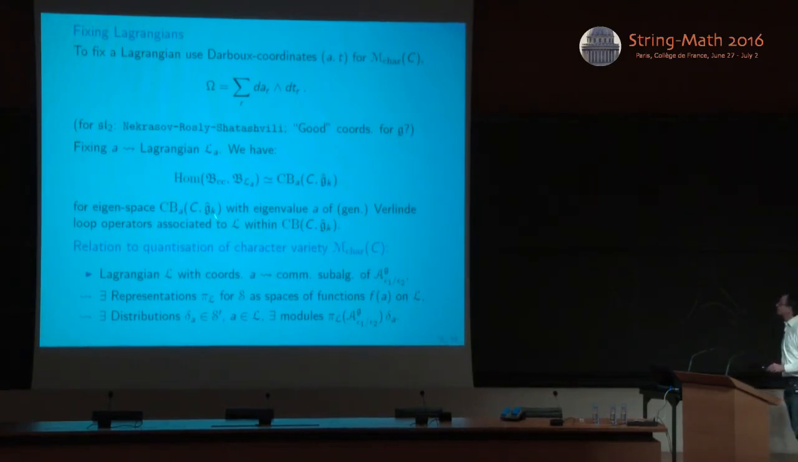Good, so fixing half of the Darboux coordinates amounts to defining a Lagrangian, right? So that is clear. And then the statement here is that the Hom space associated to this type of brane would correspond to a subspace of the space of conformal blocks defined by some eigenvalue property for the Verlinde loop operators, the subalgebra of the Verlinde loop operators which is purely commutative, which is associated to the same Lagrangian here. So fixing eigenvalues of a commuting family of loop operators defines a subspace in the space of conformal blocks, and that is the one that is associated to the Hom space with a brane associated to one Lagrangian on the right.